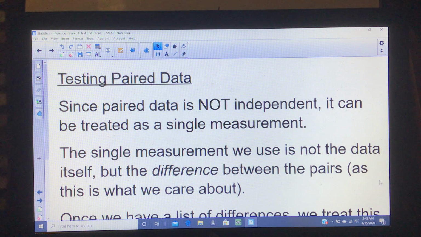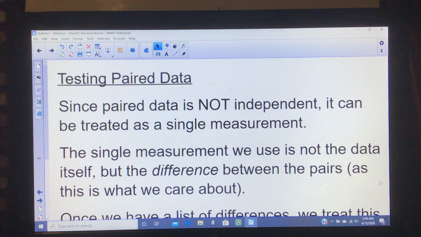So the second part says how we do that. The single measurement we use is not from the data itself, but it's the difference between the data pairs, because this is what we care about. When you see the example, you'll see that's what we're looking for. So, in the example of husbands and wives and their income, instead of making a big list of the husband's income and analyzing it, and then making a big list of wives' income and analyzing it, what we would do is take each husband-wife pair, subtract what one makes from the other and find the difference. Like, what's the difference between husband and wife pairs?